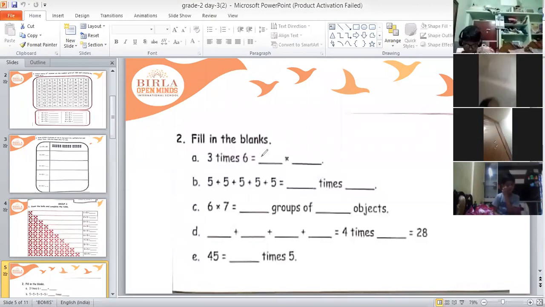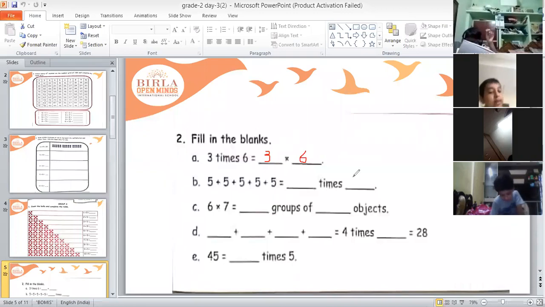So what you have to do, in place of this times, you just have to put the multiply sign. So we will just write here 3 and 6. I've told you this thing on Monday, that if it is 3 multiply 6 or any other number, 5 multiply 2, 4 multiply 3, we can read it as 4 times 3 or 5 times 2, like that, right? So this is 3 times 6, so we can write it as 3 multiply 6.